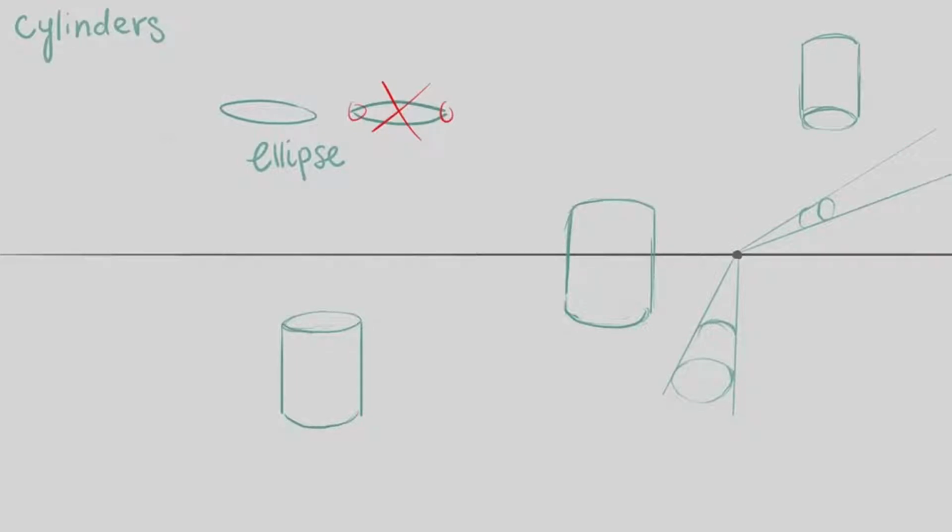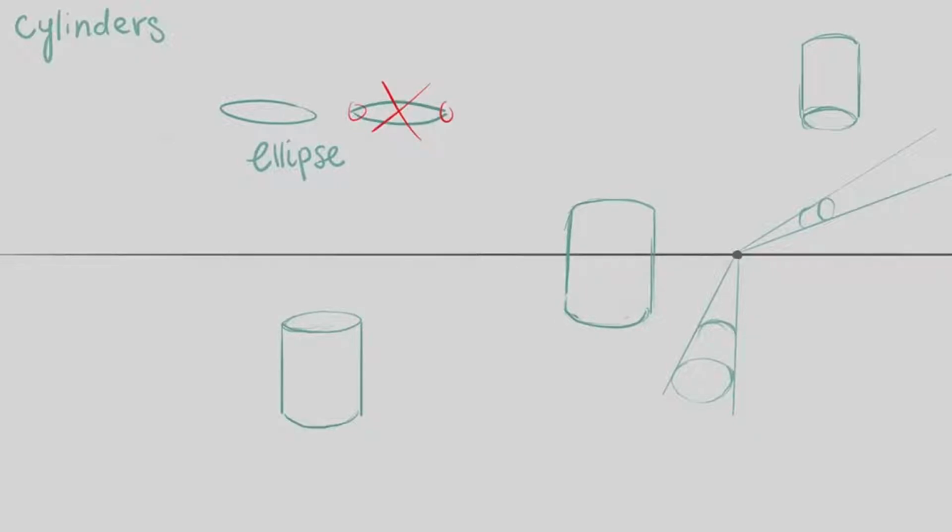Cylinders will be the next shape on our list. Peter Paul Rubens, the old master, fairly famous artist, has a famous quote that if you can draw a cylinder, a sphere, and a cube, you can draw anything. So it's very important to understand these shapes if you want to understand how to draw.